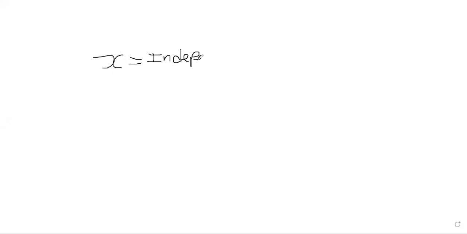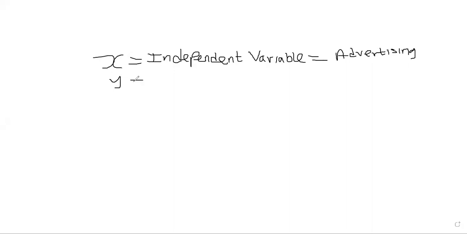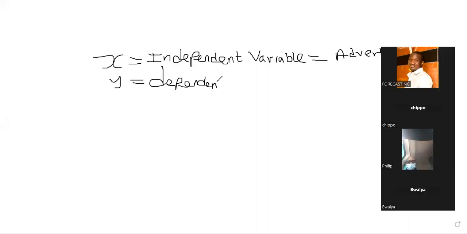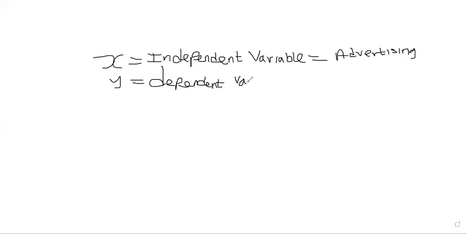So independent variable. So this variable can be, for example, advertising. So advertising is an independent variable. Then we have also the other variable, which is the y variable, called the dependent variable. So what we are trying to say here is that this variable depends on our x variable.